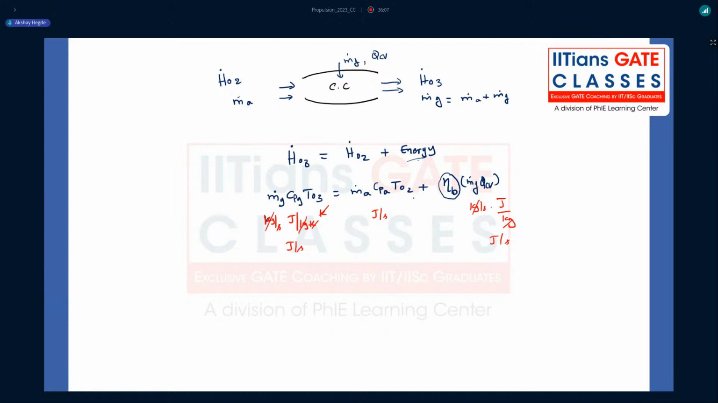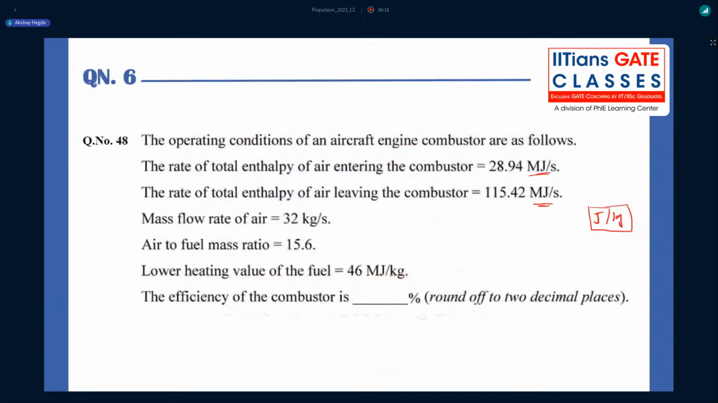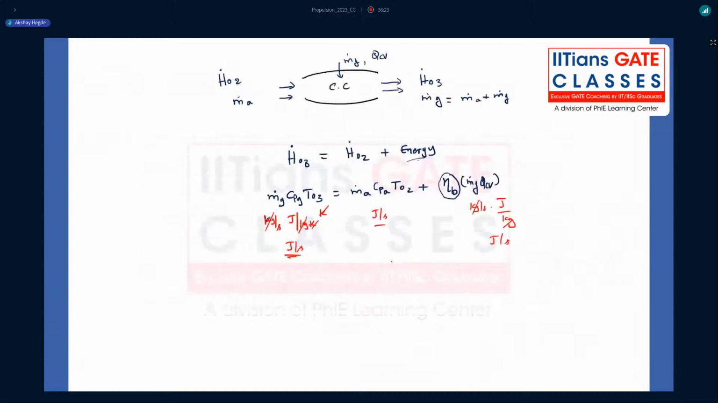So unit wise they are matching, so no problem. Now look at the problem. They are already given in this form, joules per second, and this one is given in joules per kg. But when I multiply with the mass flow rate of the fuel, that again comes into joules per second. So unit wise they are already balanced. Now I can easily use this equation with the given numbers as it is, so that means my units are not going to be missed out.